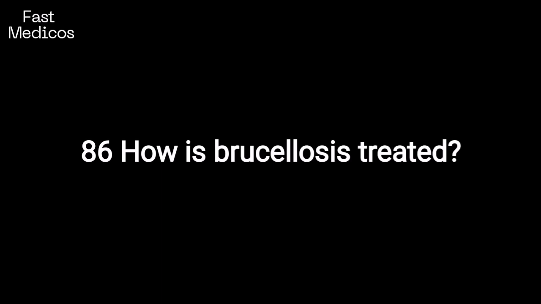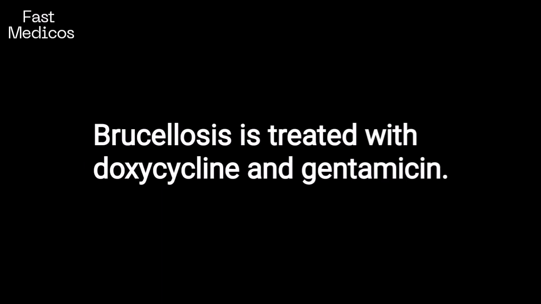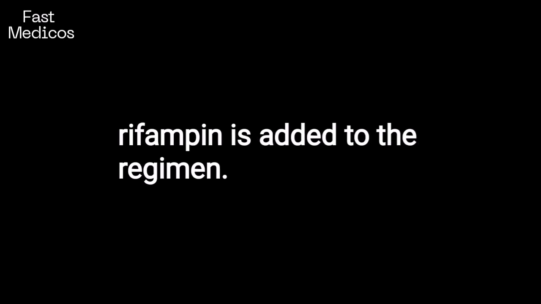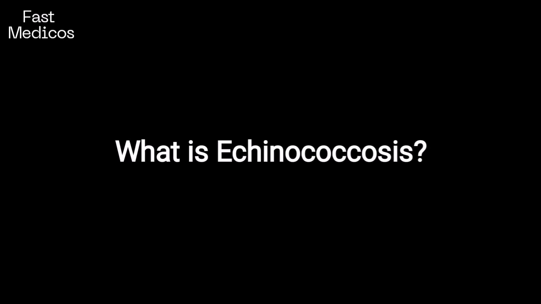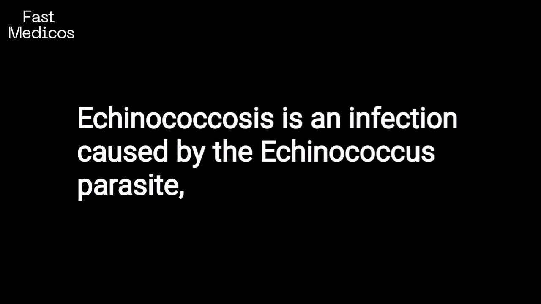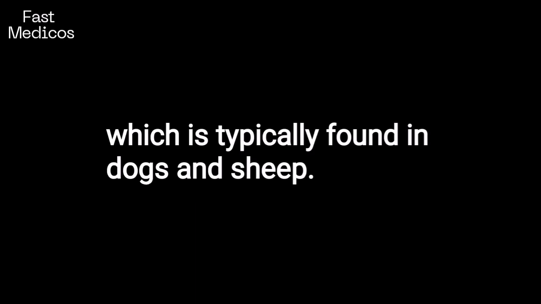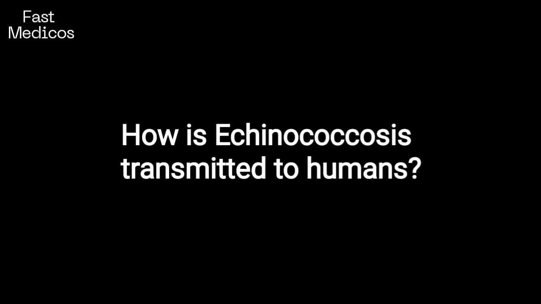86. How is brucellosis treated? Brucellosis is treated with doxycycline and gentamicin. For bone and heart infections, rifampin is added to the regimen. 87. What is echinococcosis? Echinococcosis is an infection caused by the Echinococcus parasite, which is typically found in dogs and sheep. 88. How is echinococcosis transmitted to humans?